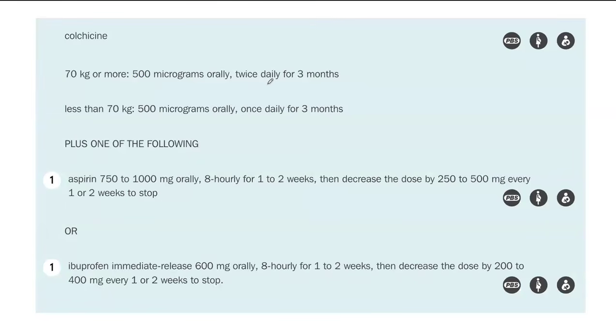What is the treatment? Pericarditis treatment comes up in the exam, so you should know about it. The first line treatment is colchicine, plus you can try aspirin or ibuprofen, which are anti-inflammatory. That's the treatment. Colchicine will be for 3 months, aspirin or ibuprofen for 1 to 2 weeks.